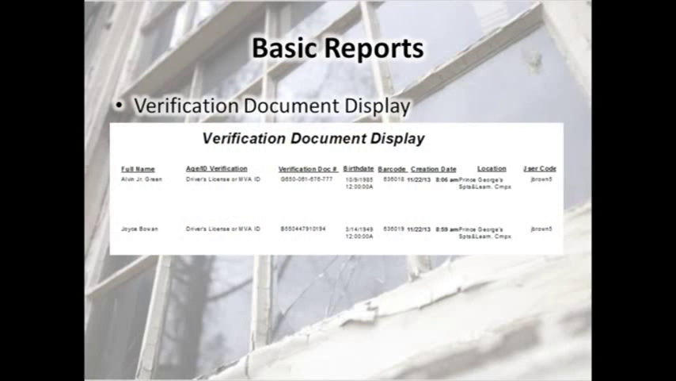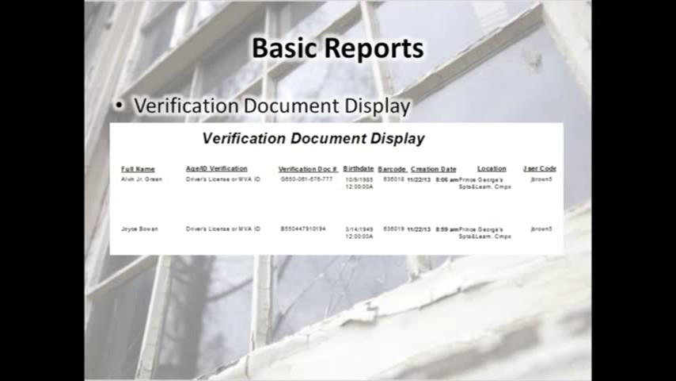Next up is our verification document display report. We have a policy here in our department that every account holder needs to verify their age with us. They need to verify residency too, but this one particularly checks age, and they have to verify it with a particular document. So we have a list of acceptable documents, things like a driver's license, passport, birth certificate, baptismal certificate, so on and so forth.